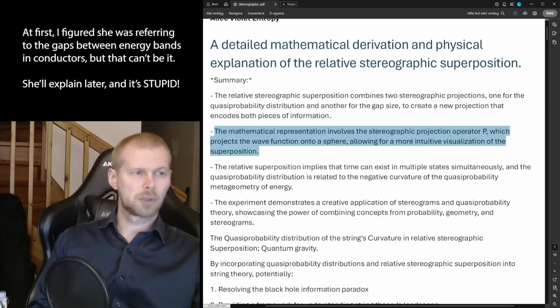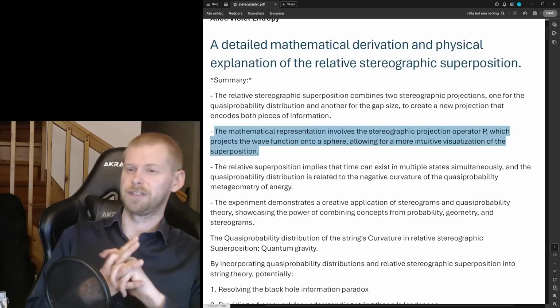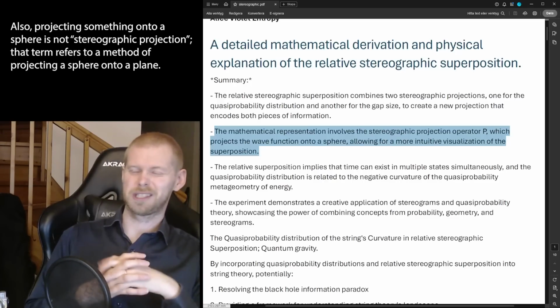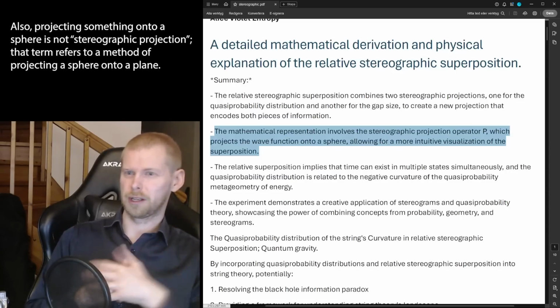The mathematical representation involves the stereographic projection operator P, which projects the wave function onto a sphere, allowing for a more intuitive visualization of the superposition. I don't know what projecting a wave function onto a sphere would do. I don't see how it would make it more intuitive, and I don't see why I would want to make it more intuitive at the cost of distorting it.